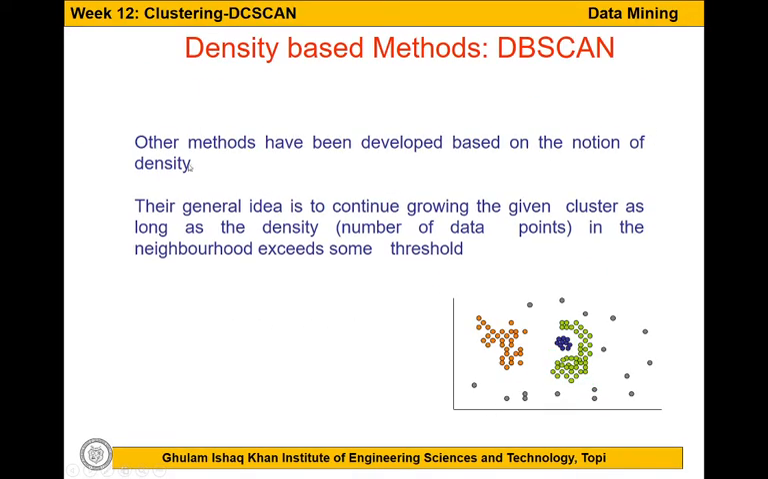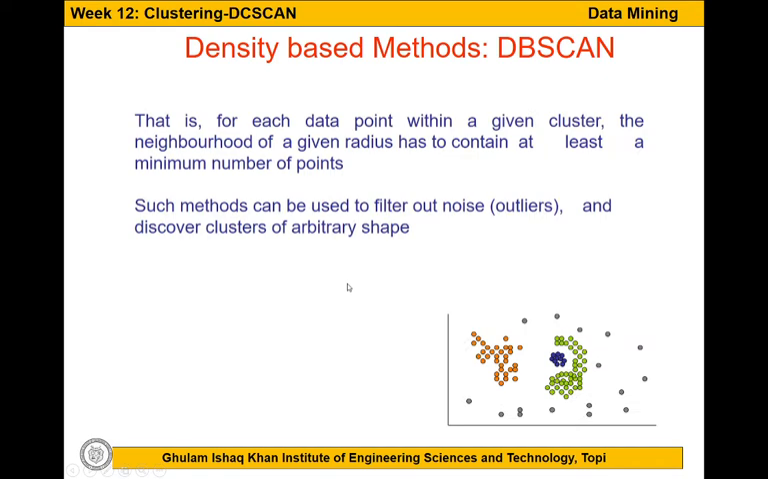So the general idea is to continue growing the given cluster as long as the density in the neighborhood exceeds some particular threshold, right? Now, for each data point within a given cluster, the neighborhood of a given radius has to contain at least a minimum number of points, right? So this is an important concept in DBSCAN.